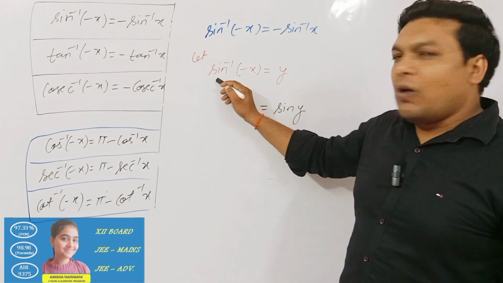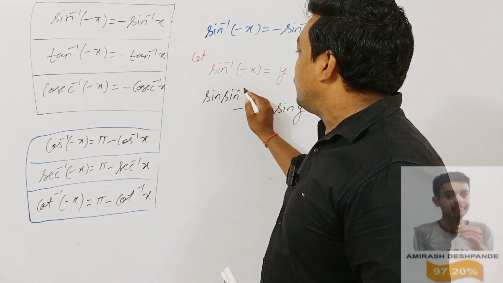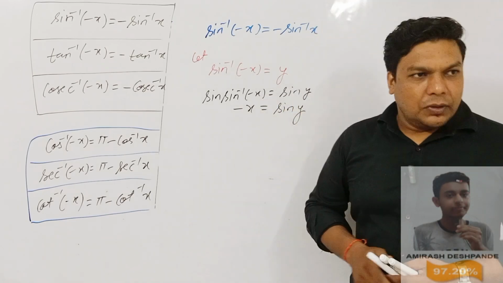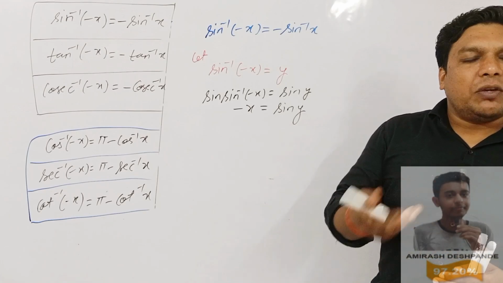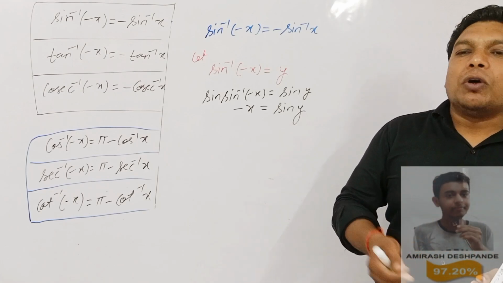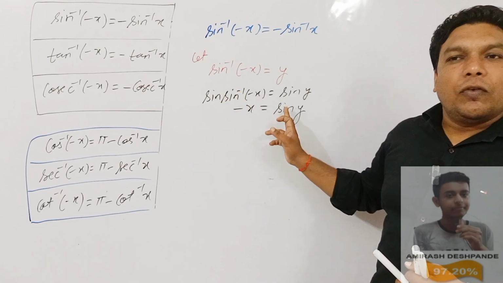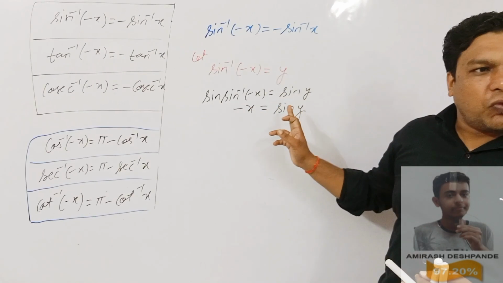So what actually happens, what we always do, sine of sine inverse of minus x is equals to sine y. Just like we square both sides, cube both sides, or take log of both sides, similarly we took sine of both sides. So it is sine of sine inverse minus x is equals to sine of y.